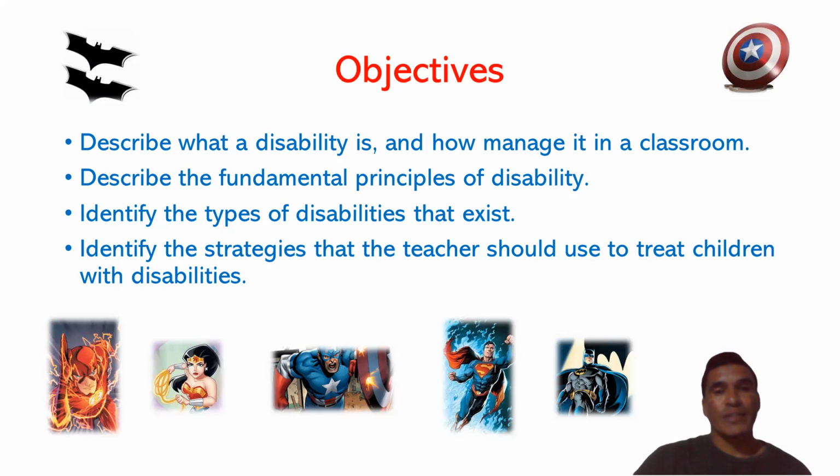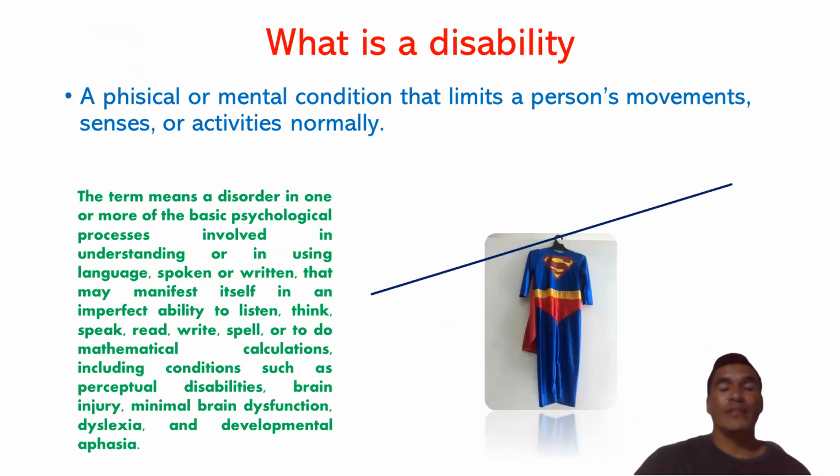I move on to the next slide, and it is about what a disability is. The first slide represents the Superman costume. What is a disability? A disability is a physical or mental condition that limits a person's movement, senses, or activities. But that is in a general way.